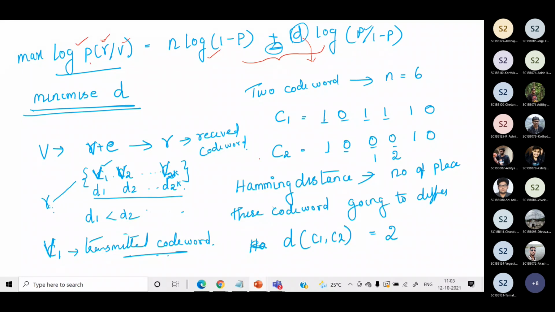So what is the distance? Here we name it the Hamming distance. It is the distance between two code words, the number of places where the code words differ, that is, where the bits differ. So here, if you take, the third and fourth bits are differing. So in 2 bit positions it is differing, so the Hamming distance is 2.